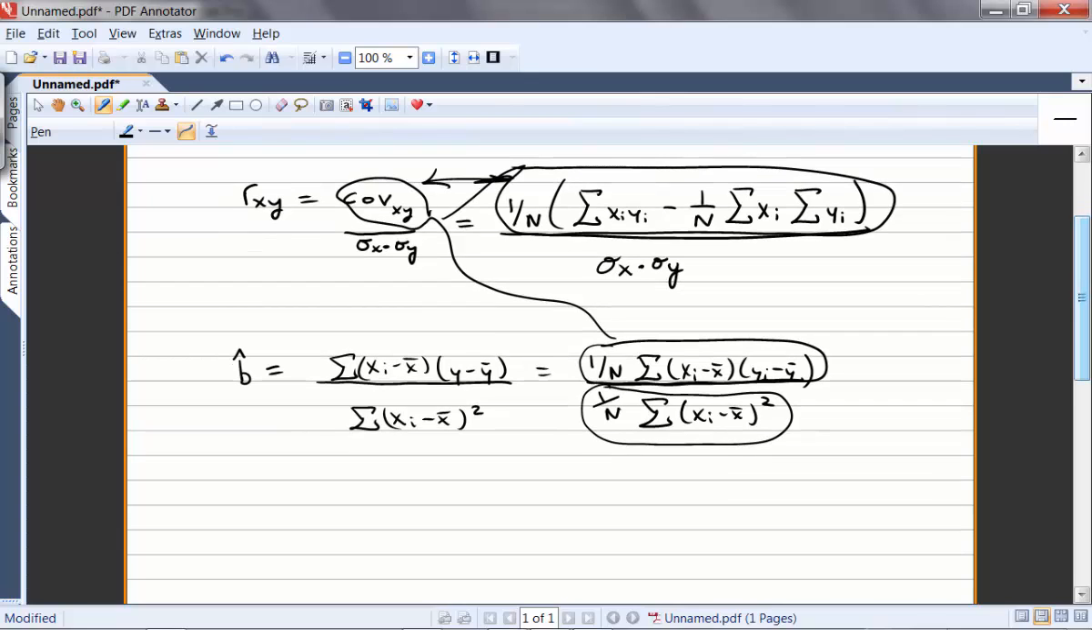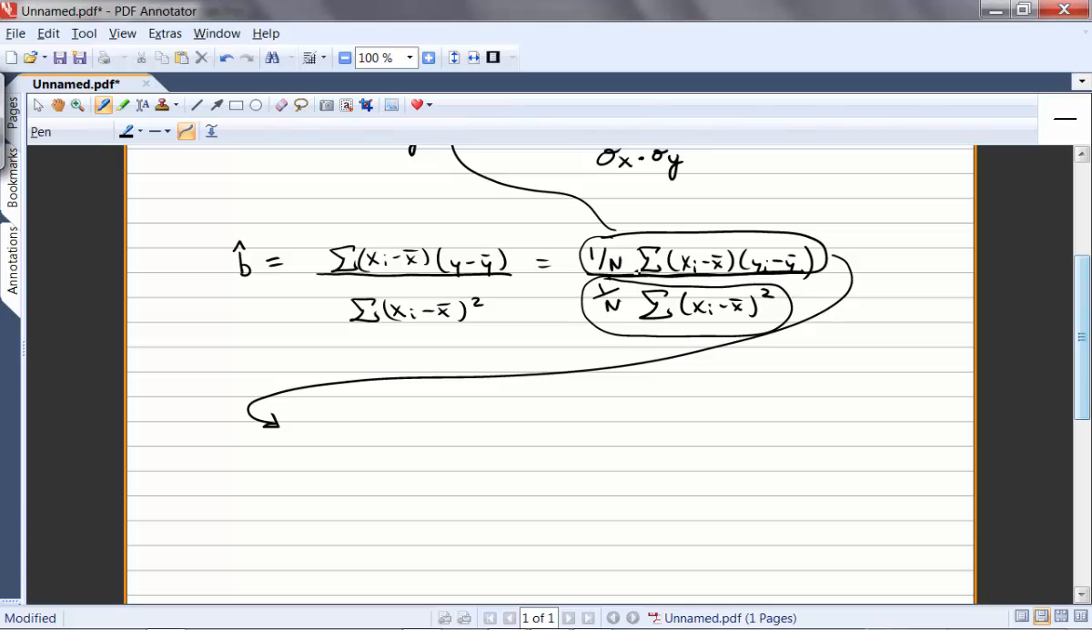So let's take the numerator of b hat and use some algebra to show you that it's actually the same thing as the numerator of r. It's the covariance. Let's take this 1 over n times this sum. Now let's expand the sum. So we're going to have xi times yi minus xi times y bar minus x bar times yi plus x bar times y bar. And we're taking the sum.